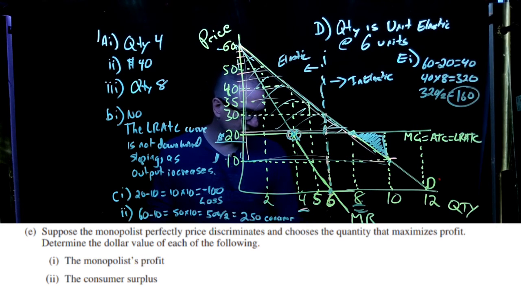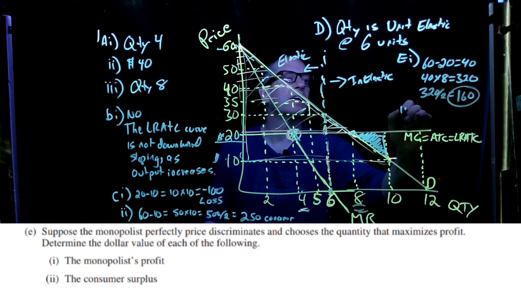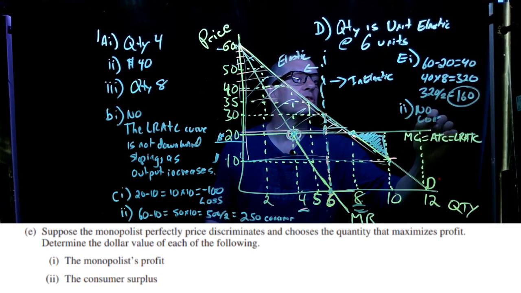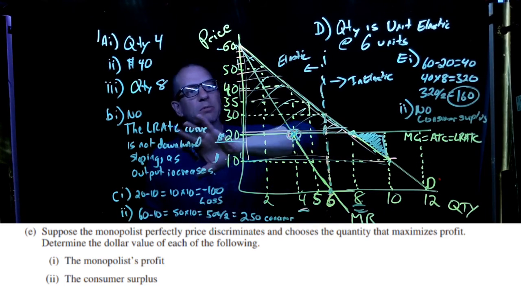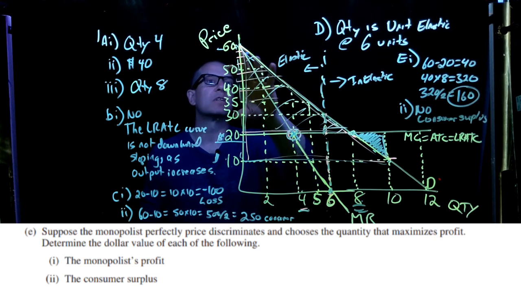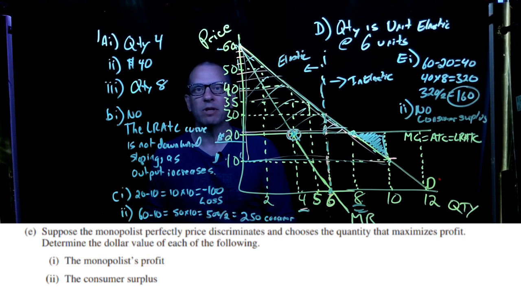It then asks us to determine consumer surplus size, and there is no consumer surplus. The perfectly price discriminating monopolist is able to clear out all the units, because they can change the price as time goes on, and there's no consumer surplus when a monopoly perfectly price discriminates.